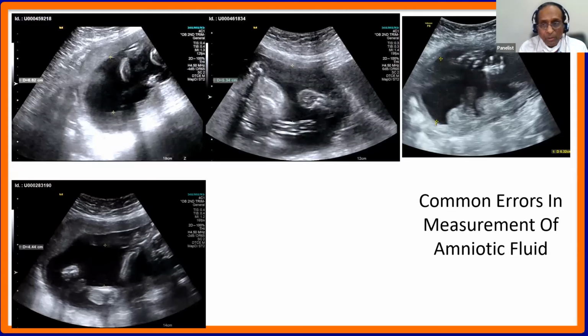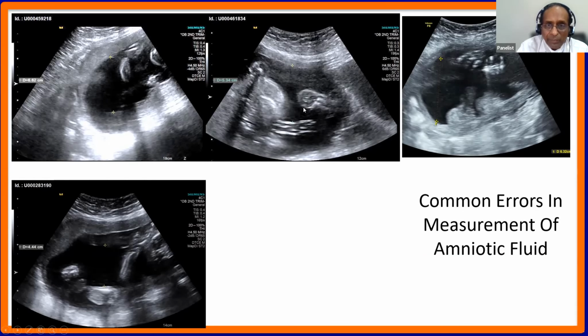But very important to know there are some common errors of measurement of amniotic fluid. Here somebody has measured, you can see the reverberation artifacts here, and from the anterior wall to the posterior wall is actually here. So this is the wrong measurement. Again, here the umbilical cord has come in the middle and you have measured from the anterior wall up to the umbilical cord. Here again, the caliper is not touching the anterior uterine wall.